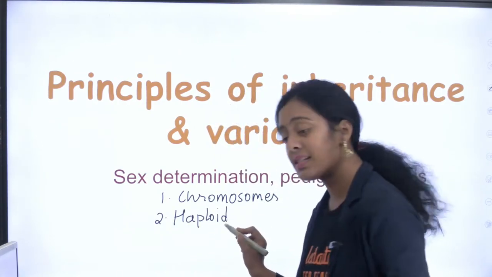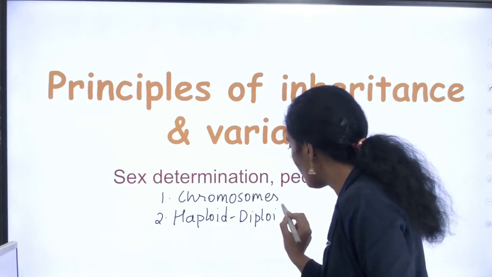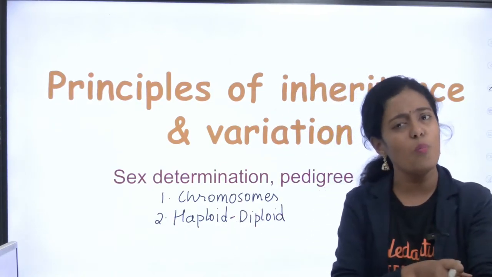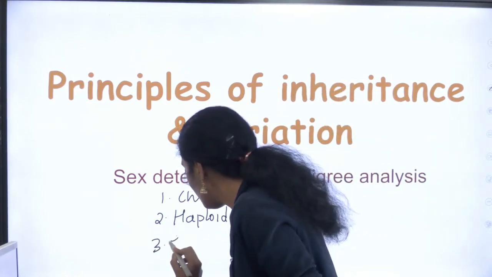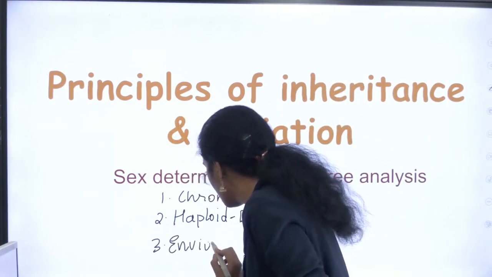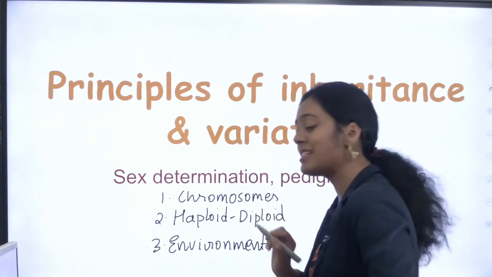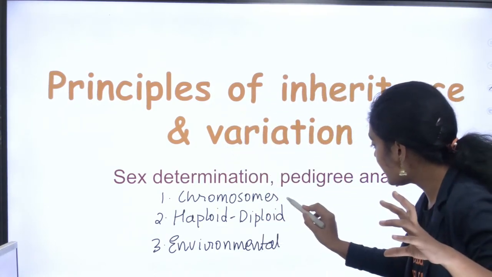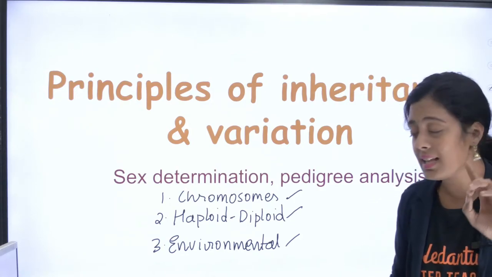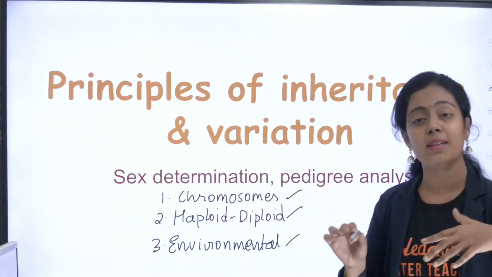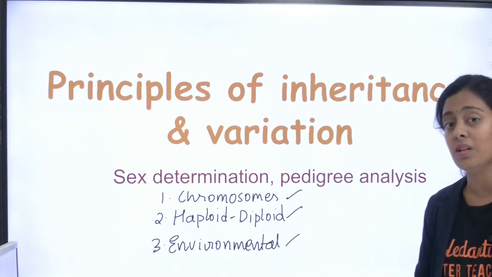Haploid will become one sex, okay, and diploid will become another sex. And there is one more very, very interesting, rare thing. You have environmental factors, okay? Environmental factors also determine the sex, okay? So these 3 are the factors that determine your sex. In your NCERT, you have the chromosomal method of sex determination and the haploid diploid method of sex determination, which we are going to start.